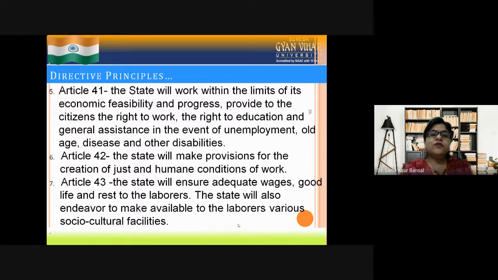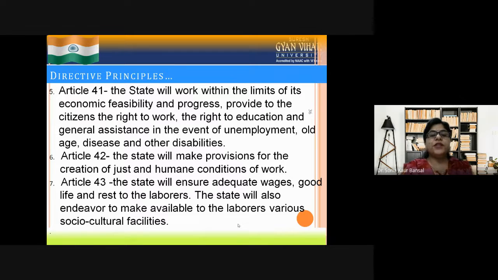Now, Article 41 is about that the state will work within the limits of its economic feasibility and progress, to provide to the citizens the right to work, the right to education, and general assistance in the event of unemployment, old age, disease, and other disabilities.